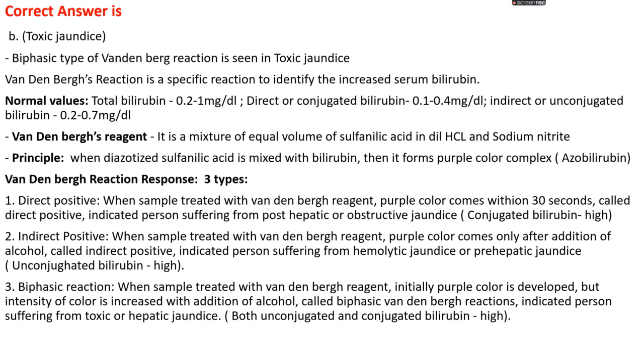Or biphasic reaction is when the sample treated with Van den Bergh reagent initially develops purple color, but the intensity of color increases only with addition of alcohol. Such a reaction is called biphasic Van den Bergh reaction, indicating the person is suffering from toxic or hepatic jaundice. Both unconjugated and conjugated bilirubin are high at that time. Okay.